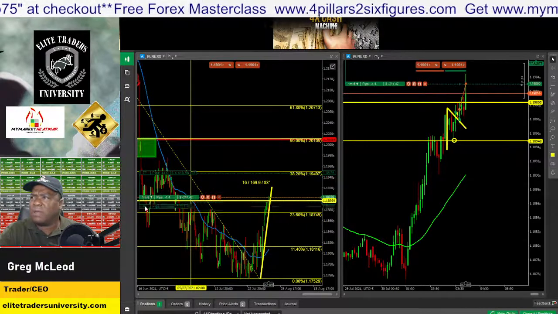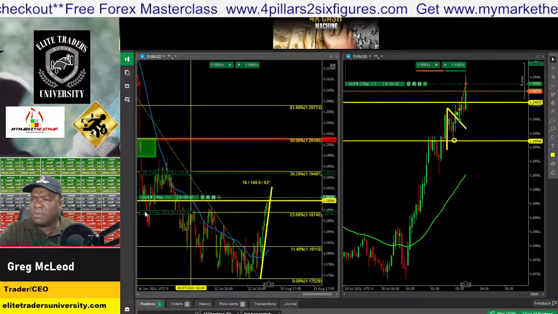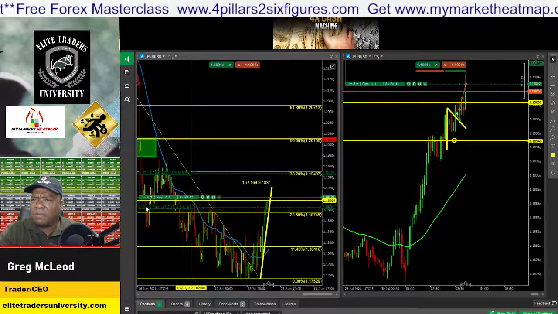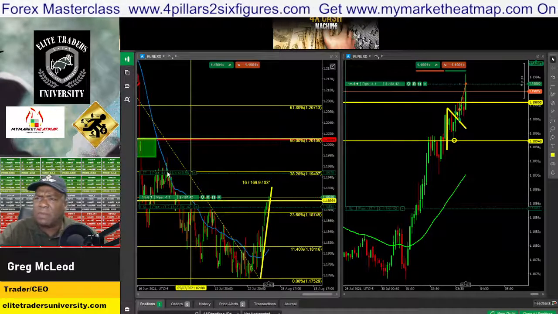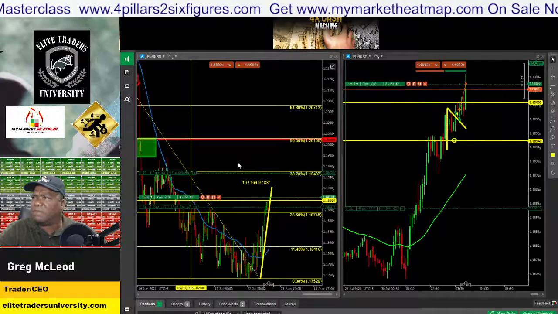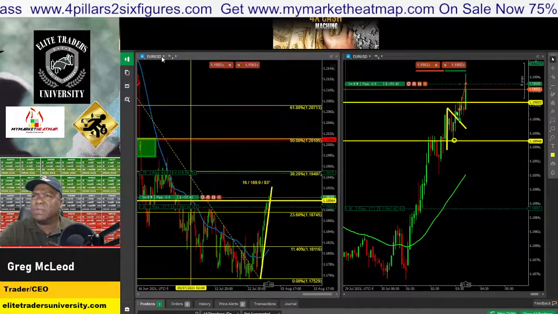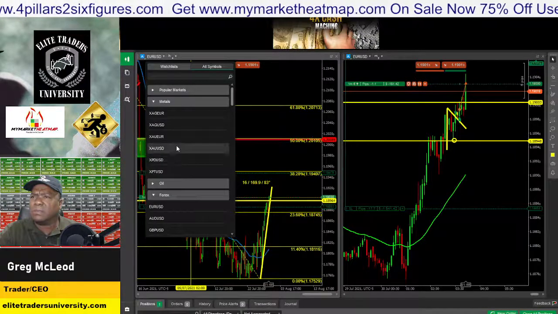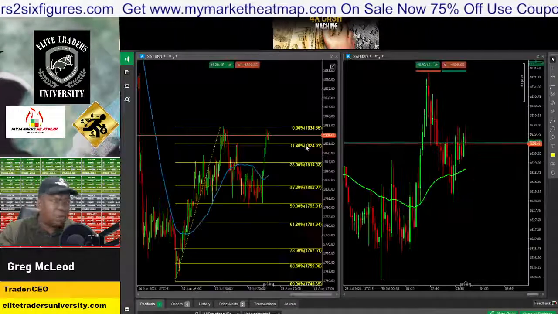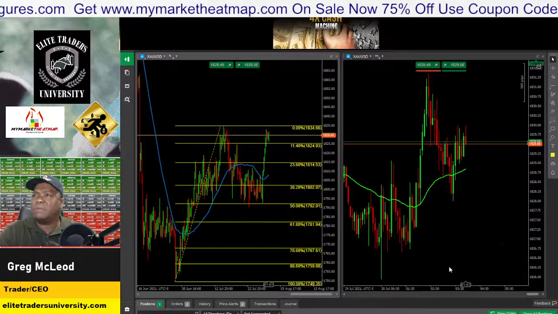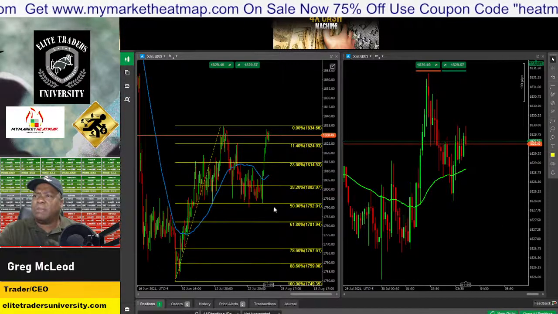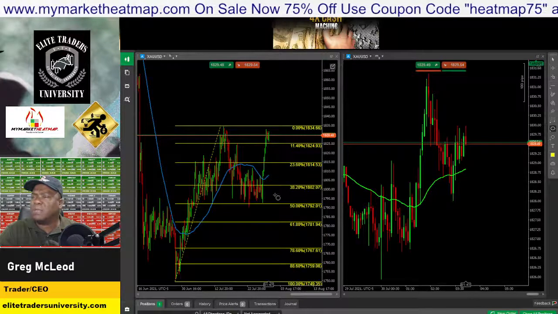I'm going to throw maybe a 15, 17 pip stop. Limit 119.49. Okay. I'll go back to gold. Oh, batteries are low in that. But yeah, we got a nice little pop right there on gold.